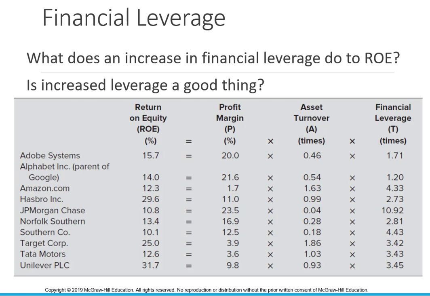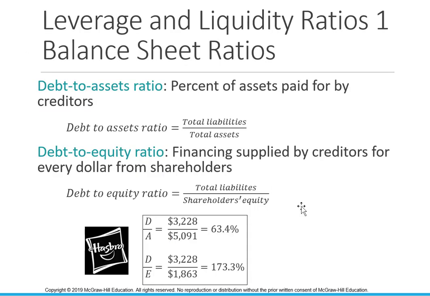So how do we measure this? The first question: how much debt do we have? Well, there are two ways to look at this. We can look at debt to assets. This tells us the percentage of assets paid for by creditors. We have total liabilities divided by total assets. Now, this number has to be less than 100%, because obviously there has to be some debt or some ownership in the company. So again, the bigger the number, the greater the amount of debt.